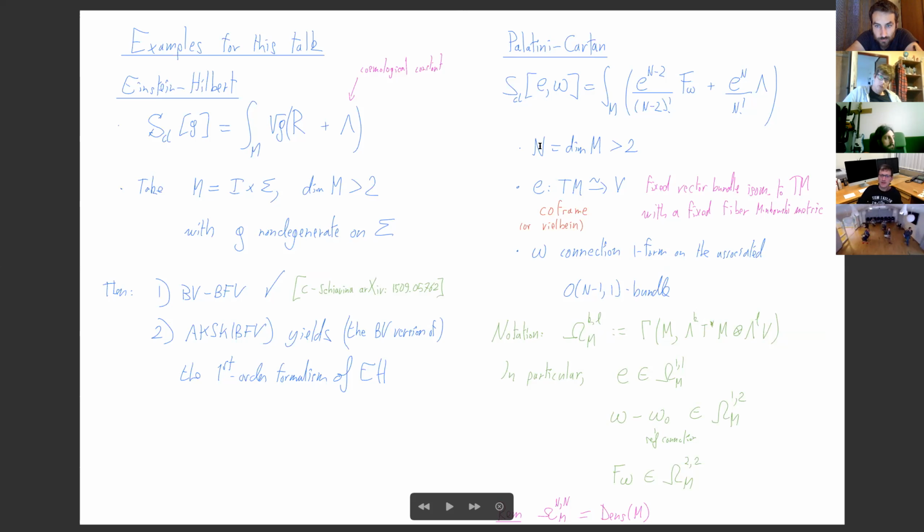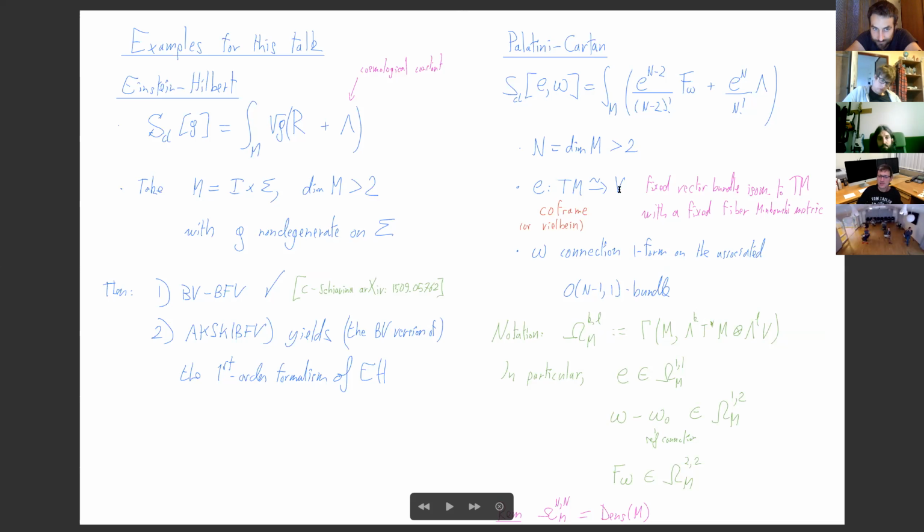So M here is a manifold. Again, assume that it has dimension larger than 2. The field e is the so-called coframe, or the vielbein. So these are just isomorphisms between the tangent bundle of M and some reference vector bundle V, which of course has to be isomorphic to the tangent bundle. And omega is just the one-form connection for the associated orthogonal bundle to this V.